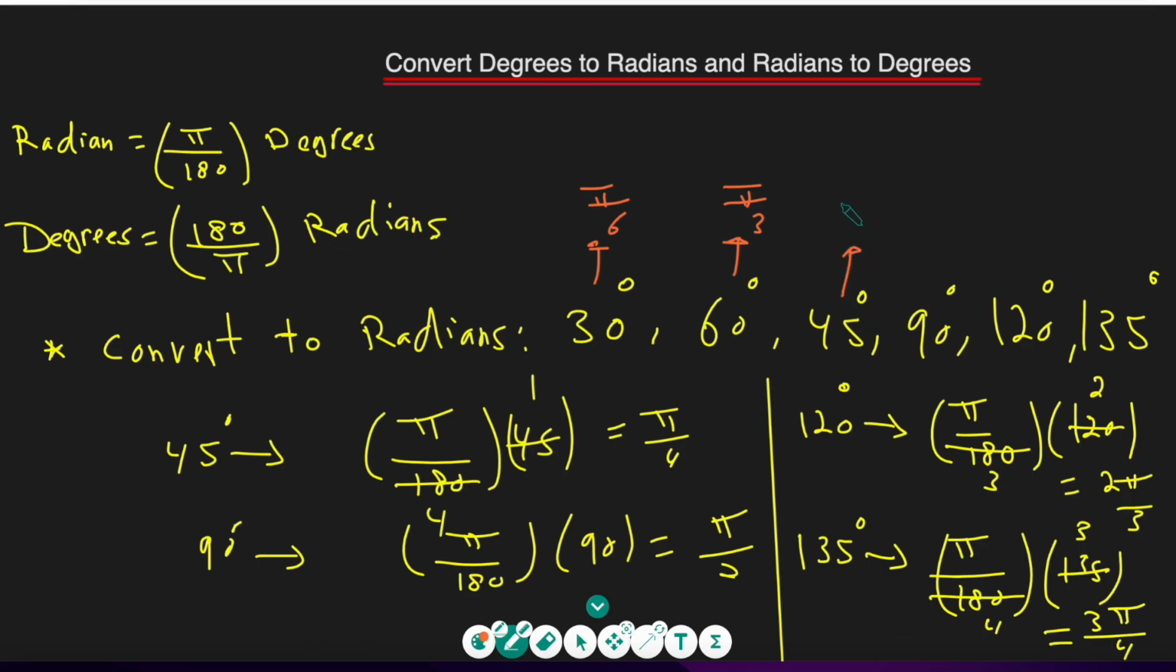So I would know that this is going to be pi over 4. This is going to be pi over 2. This is going to be 2 pi over 3. And this is going to be 3 pi over 4.